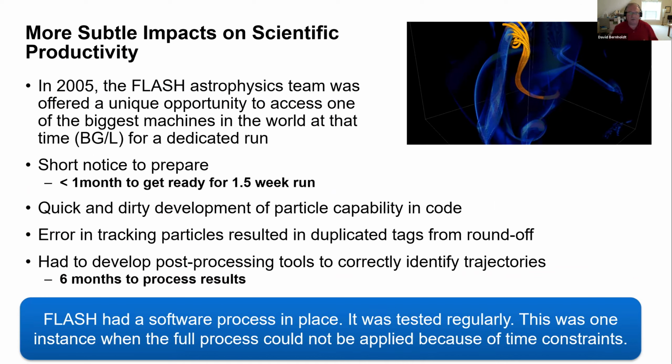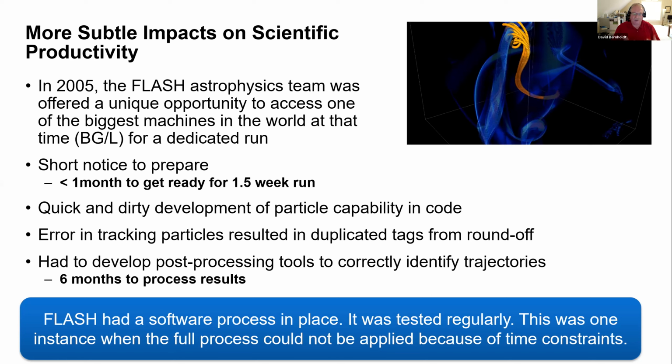They had a short time to prepare, less than a month for a 1.5 week dedicated run. So they did some quick and dirty development in the code to introduce a particle tracking capability. It turns out that when they implemented that, they introduced an error that resulted in some duplicated tags from round-off errors. As a result, they had to develop post-processing tools to correctly identify the trajectories, which took 6 months to process the results.